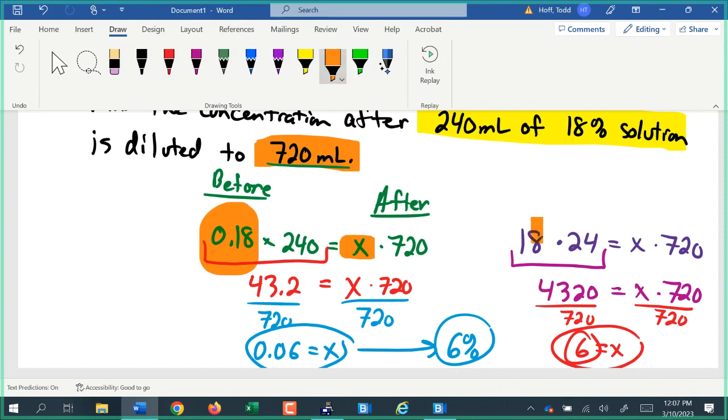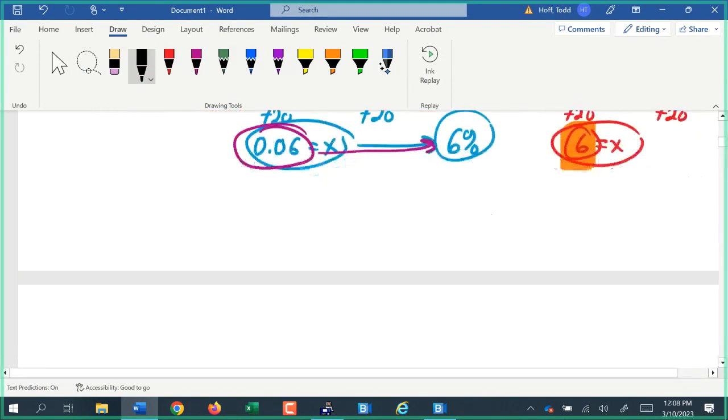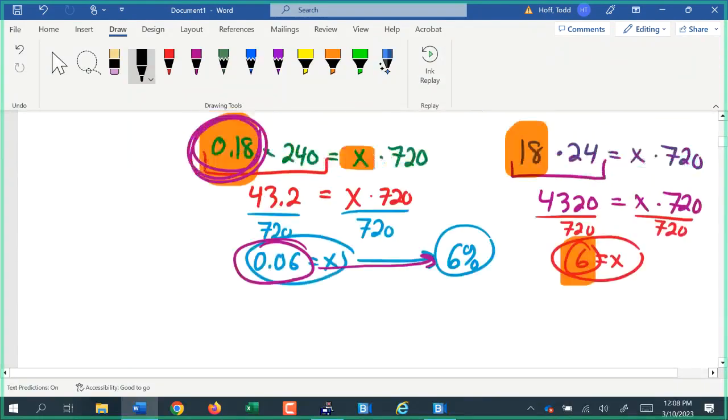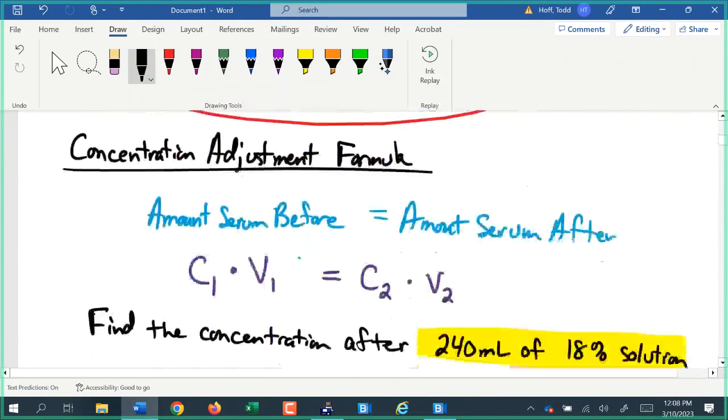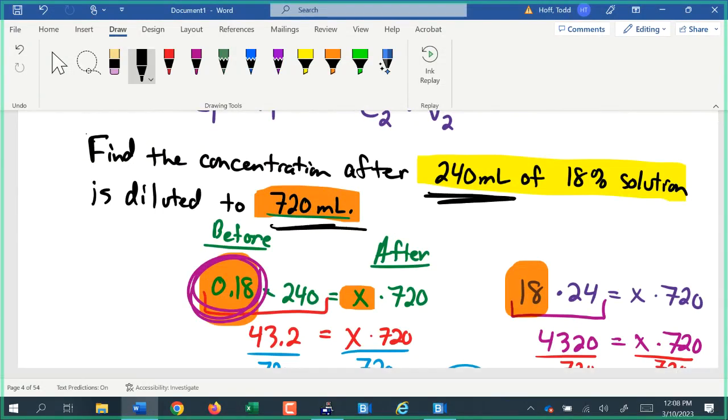If I started with the percent here, the result I get is the percent. Or over here, if I start with it as a decimal, the result I get is a decimal and it has to be converted back to a percent. But the formula will work just fine either way. So if I know the beginning and final amounts, the initial volume and the final volume, like I did here, going from 240 milliliters to 720 milliliters, finding the new concentration is pretty simple.